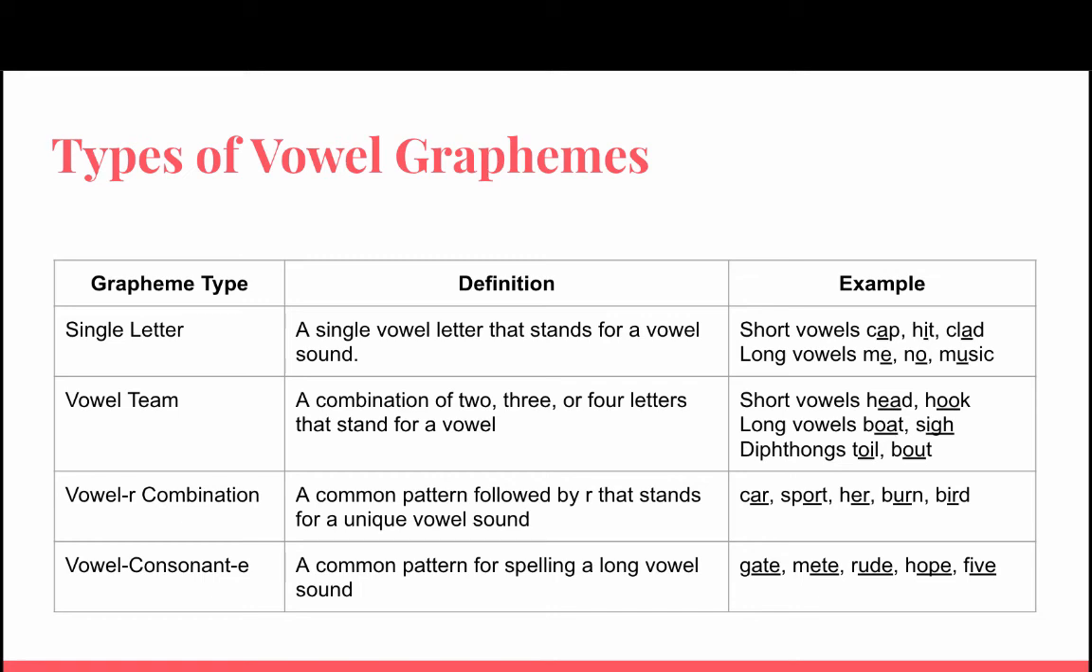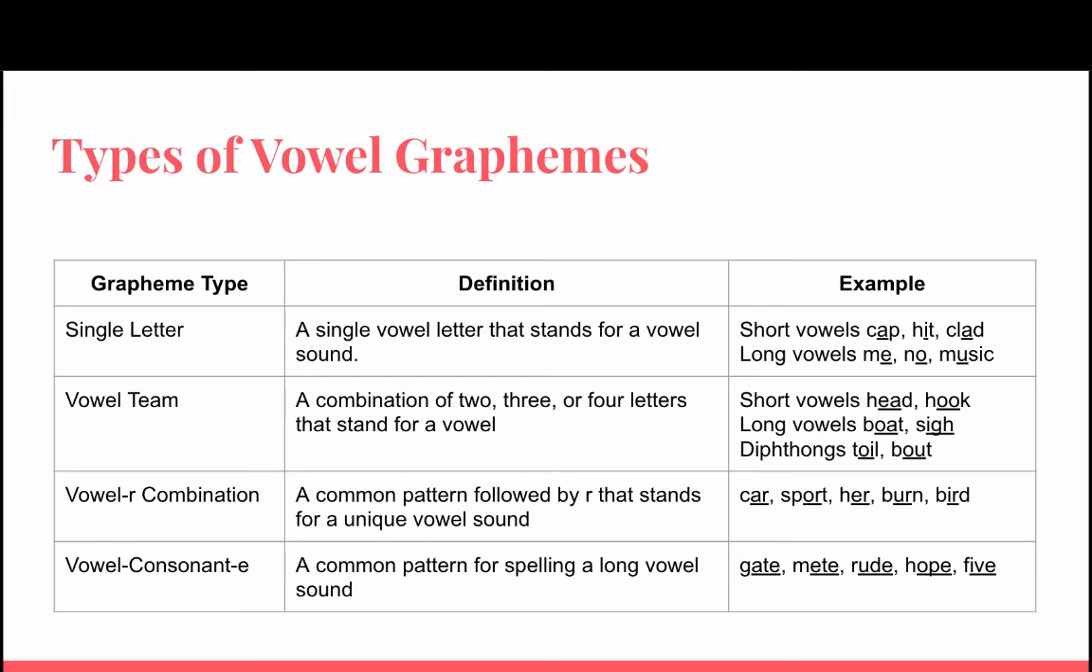Or in sport, we don't hear the sound of O. We just hear or because the O sound is controlled by the R. We hear this in the her word with the ER. We do not hear the sound of E because it's controlled by the R. We have this with burn and with bird also.